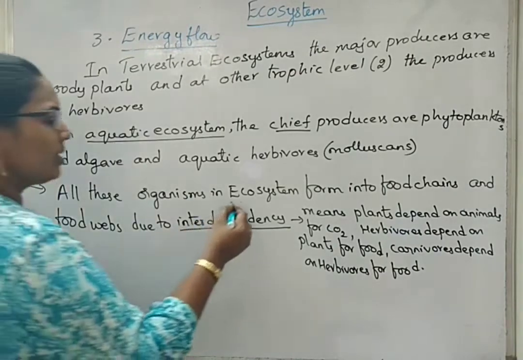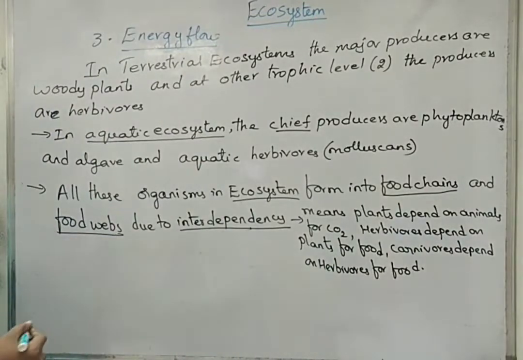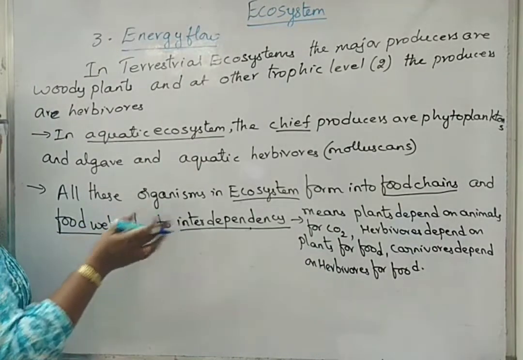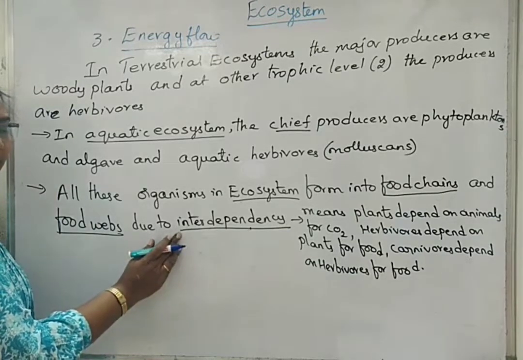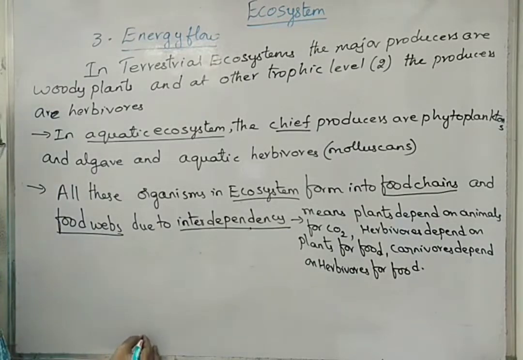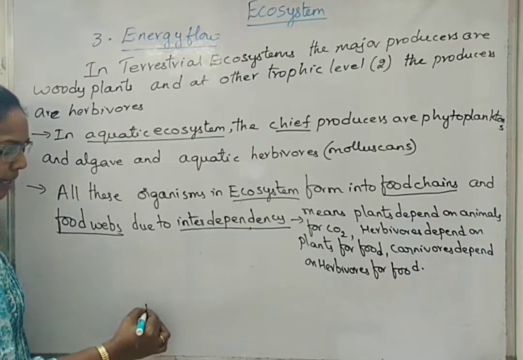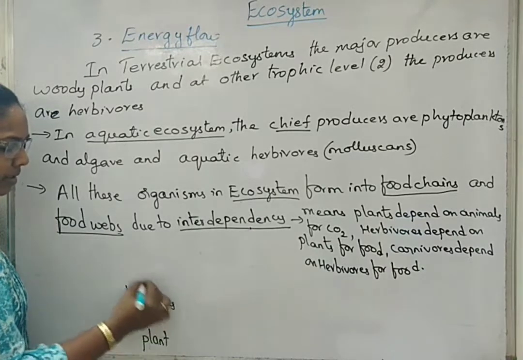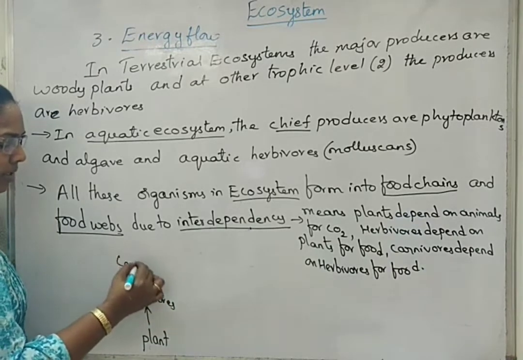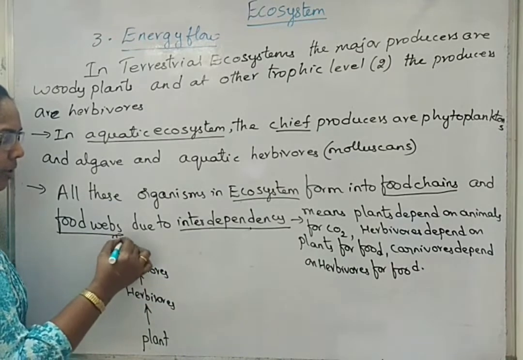So in case of an ecosystem, we see food chains and food webs. If we look at this, we see how these organisms depend on each other, or how they exhibit interdependency. Just one example we can write in a diagrammatic representation: plants are eaten by herbivores. These are eaten by carnivores. These are eaten by top carnivores.